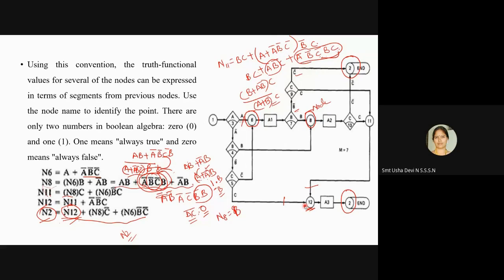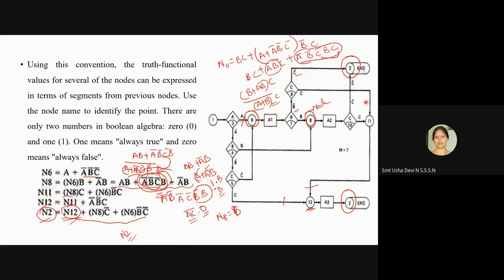So N12 is N11 plus A bar, B bar, C. This is the thing we got. So already we complete this N11 using this N8, N6 steps. Then we can go for this N2. So N2 is the end expression. In upper part also we can observe this N2. In lower part also there is one N2.